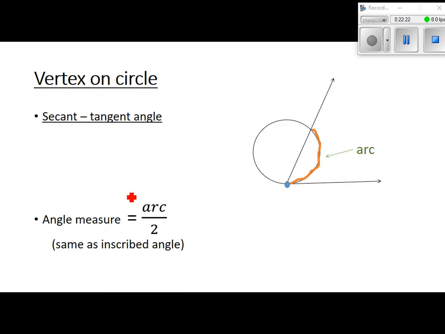Vertex on a circle. The vertex is on the circle. So we have something like this, a secant tangent angle. We have a secant here. We have a tangent going here. And we're looking for this angle. Notice it cuts off this arc.